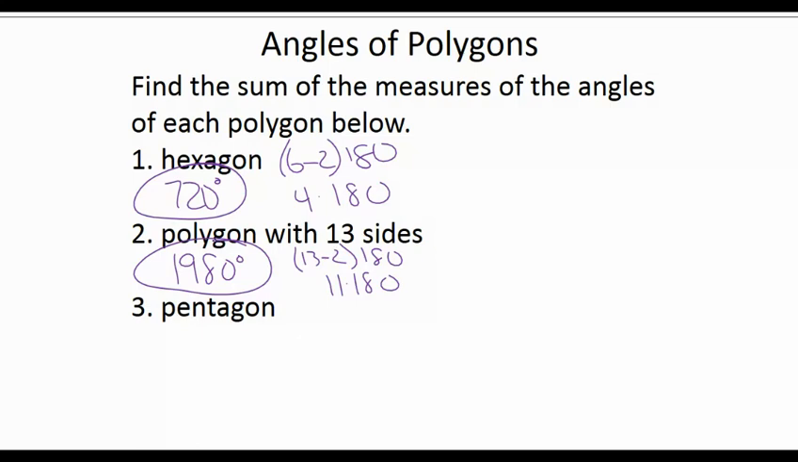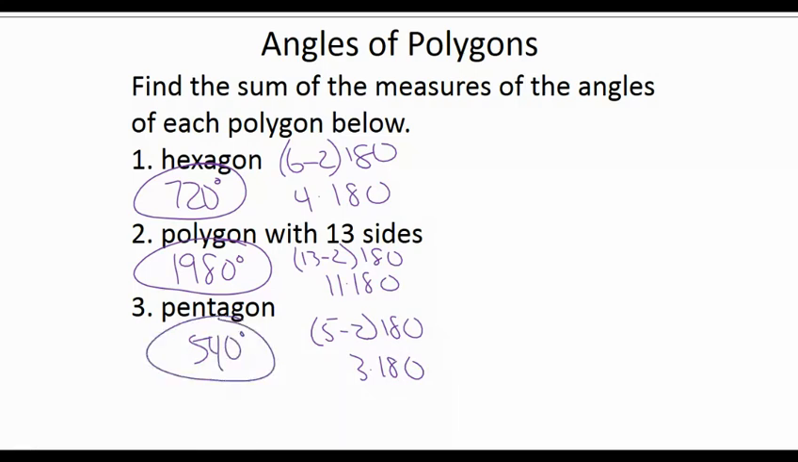All right, a pentagon. A pentagon has five sides. So 5 minus 2 times 180, that'd be 3 times 180, which is 540 degrees. So for those three, that's what all the angles of those polygons add up to.